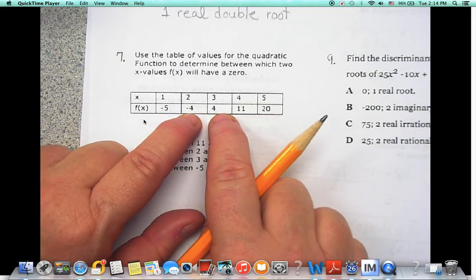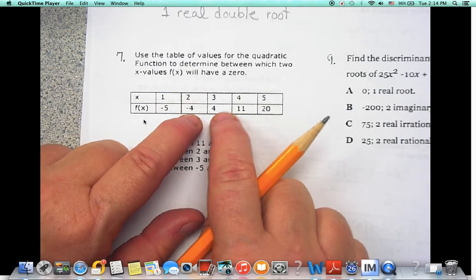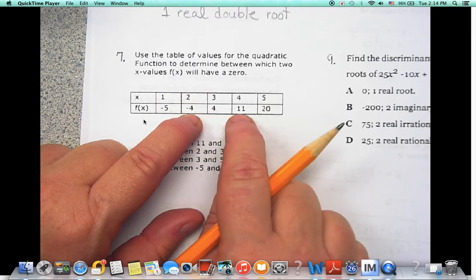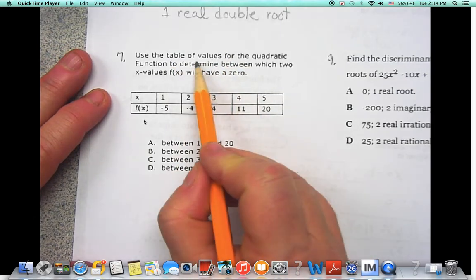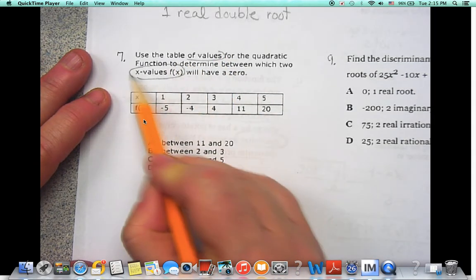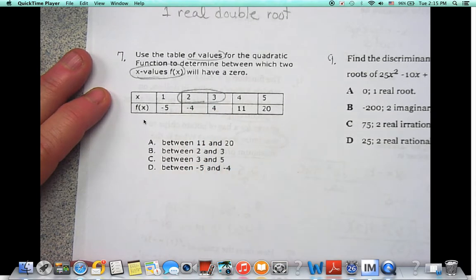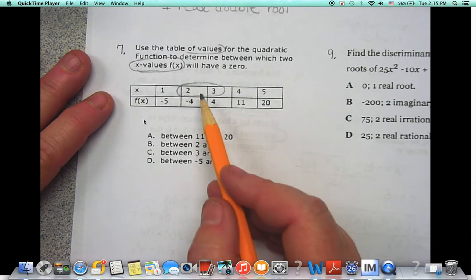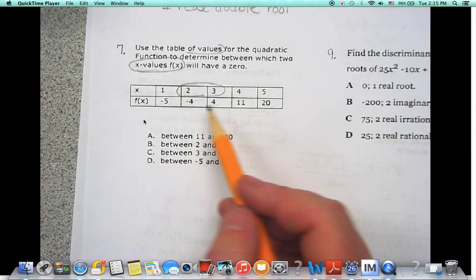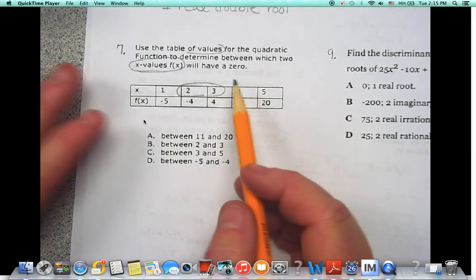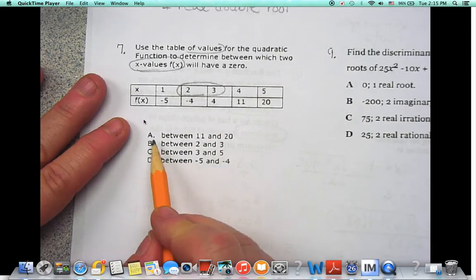Because that's where it crosses from negative. Okay, it goes from negative to a positive, so it's crossing the x-axis right here. So between 2 and 3, you're looking for where the y goes from negative to positive, or it could go from positive to negative. And that's the two numbers it'll be between. So that'll be B.